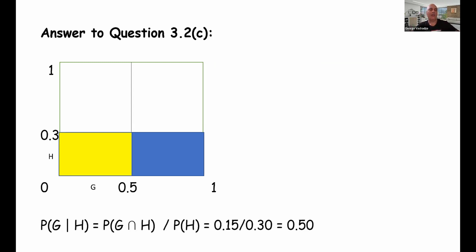But again, if you notice here, this conditional probability equals the unconditional probability that the student takes math class, which we know initially was 50%, but this is a good way to demonstrate it. So that basically concludes question 3.2, and thank you very much for your attention.